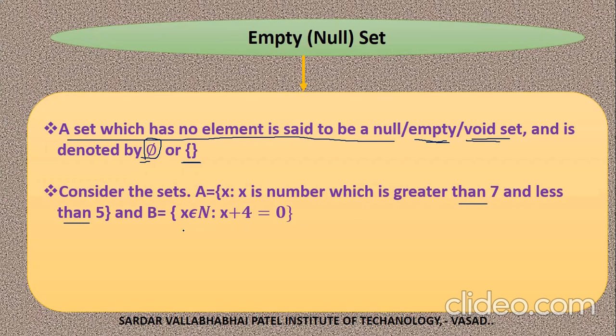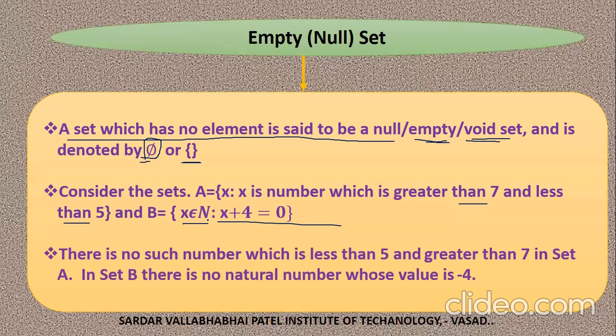Now another example: we consider the set B, x belongs to N, where x plus 4 is equal to 0. That means we find x is equal to minus 4. But minus 4 does not belong to N. So in set A, there is no number which is less than 5 and greater than 7, and in set B, there is no natural number whose value is minus 4.